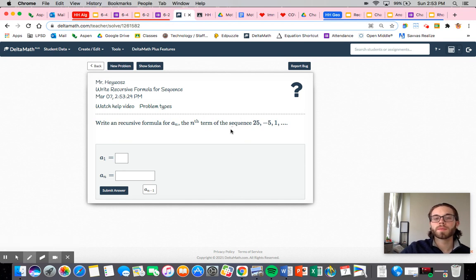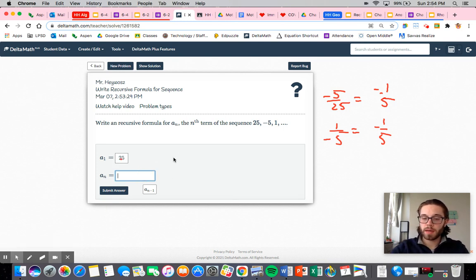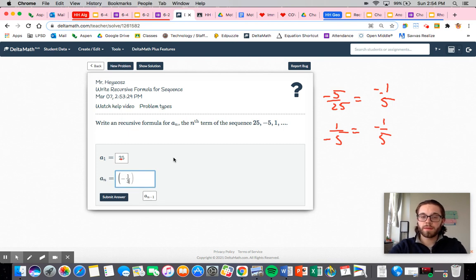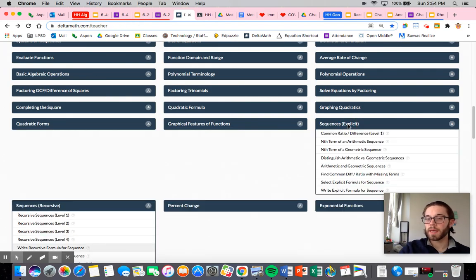So what do I know? I have 25, negative 5, 1. So negative 5 over 25, well, that's clearly going to be negative 1/5. And then 1 over negative 5 is, well, negative 1/5. So it is geometric, so that's good. We have to write our initial term, right? You need the starting place. So that would be 25. And we know the ratio is negative 1 divided by 5 times the prior term.